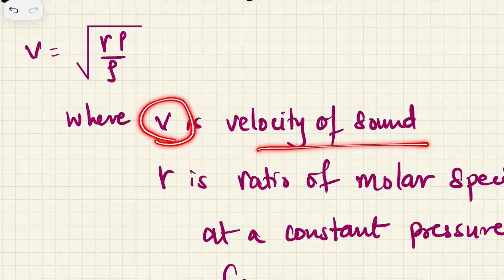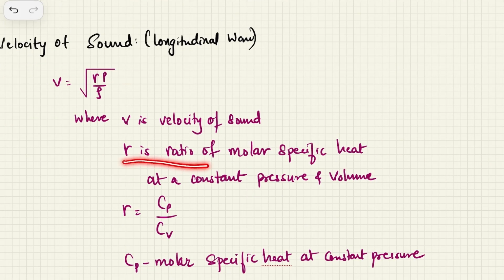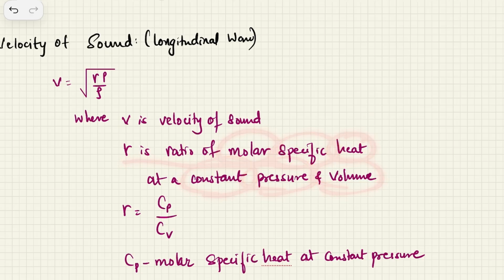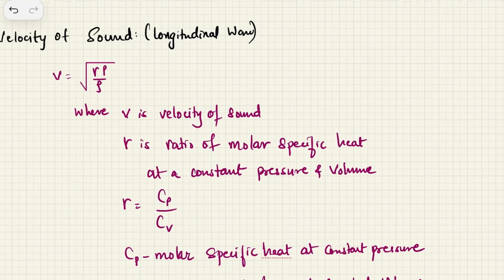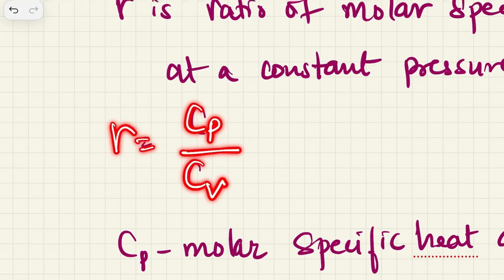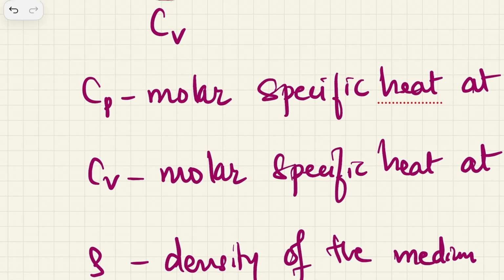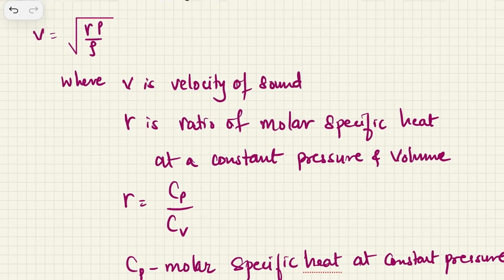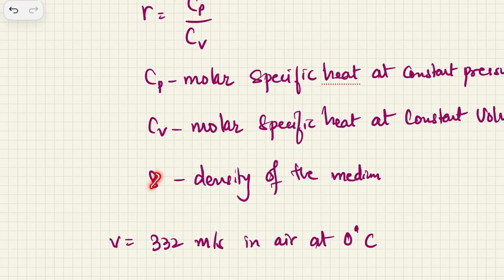So v is the velocity of sound, and gamma is the ratio of molar specific heat at constant pressure and constant volume. Remember, this is not r, this is gamma, a Greek letter. So gamma is equal to the ratio of molar specific heat at constant pressure and molar specific heat at constant volume. Cp is the molar specific heat at constant pressure, and Cv is the molar specific heat at constant volume. And in my formula, rho is the density.